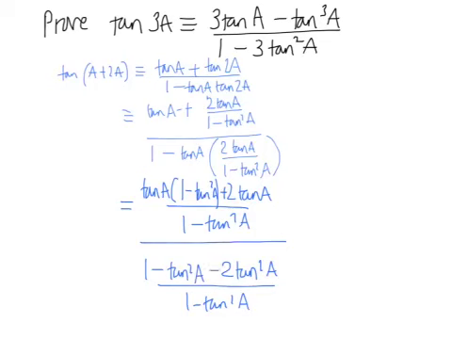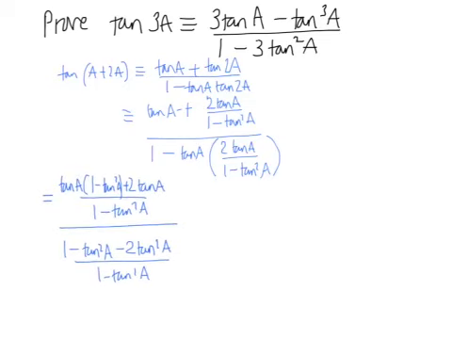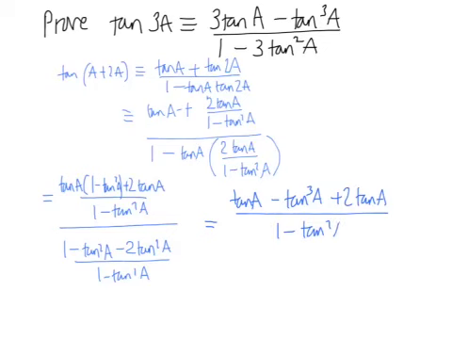Okay, and then we've got minus our sign there. Okay, so now, again, I'll just make that a bit smaller, move it over here, so I can continue on. Okay, so now the top of this fraction, we've got tan A minus tan A times tan squared A, which will give us tan cubed A, plus 2 tan A, all over the denominator of 1 minus tan squared A.